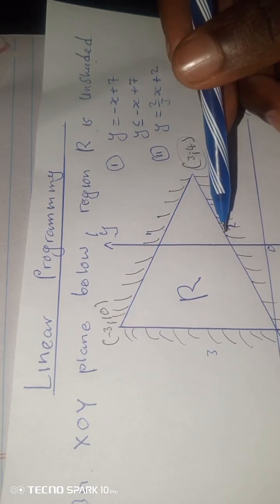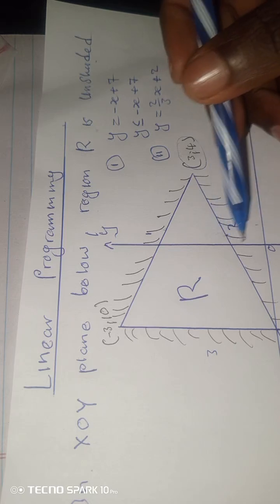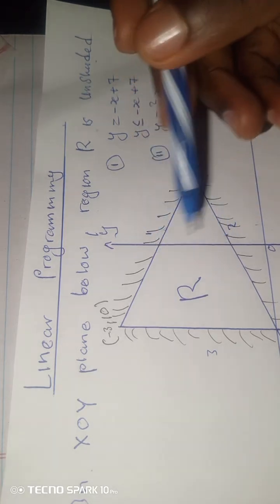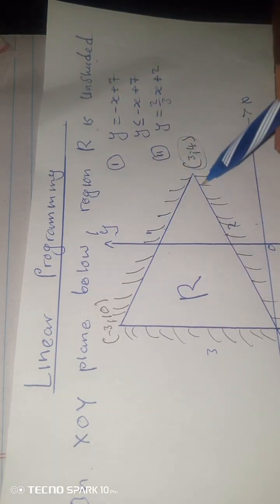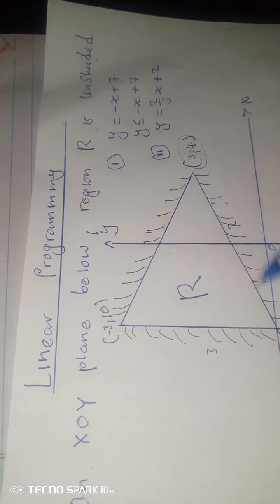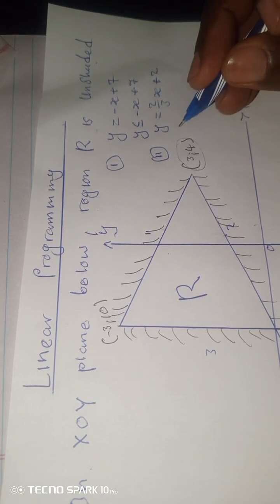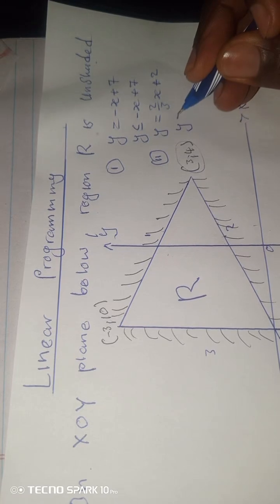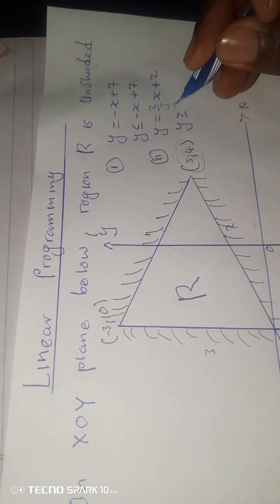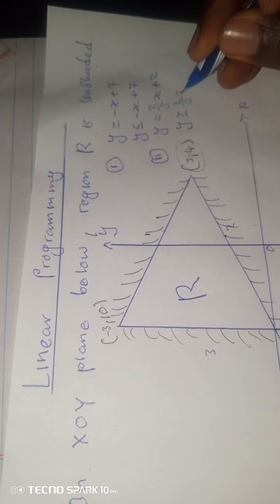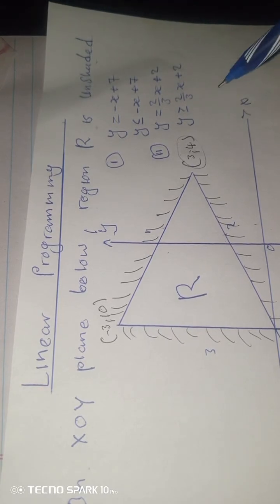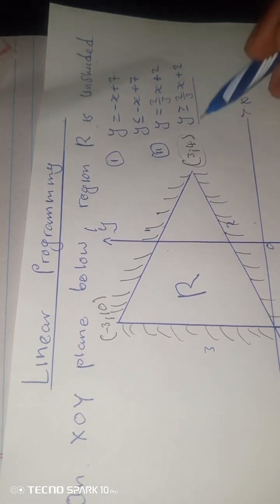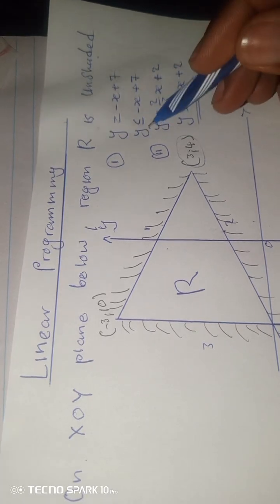So now, since they have shaded the less part, then the symbol that we are supposed to use is greater. And then we need to take note of the line that we are dealing with. Since we are dealing with the solid line, then we use the greater or equal. So here it will be y greater or equal to 2 over 3 x plus 2. So this will be our second inequalities.